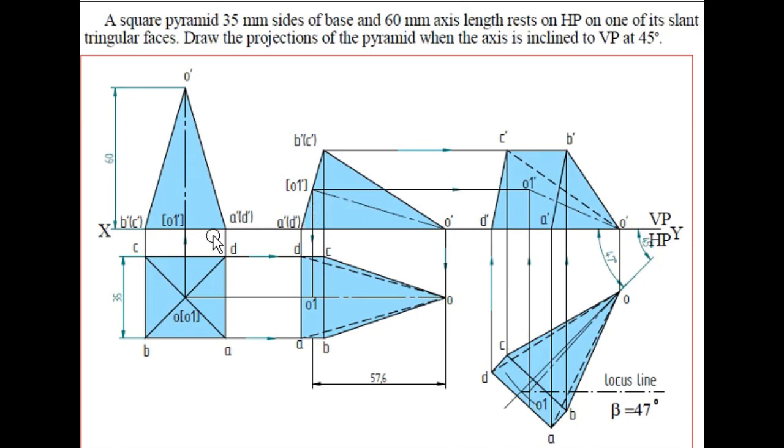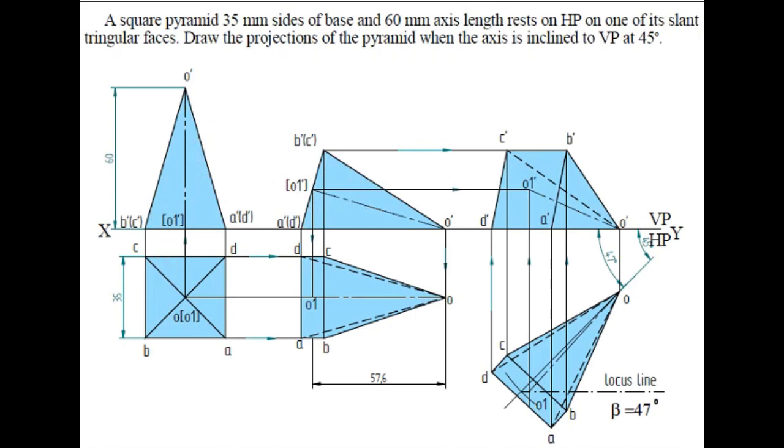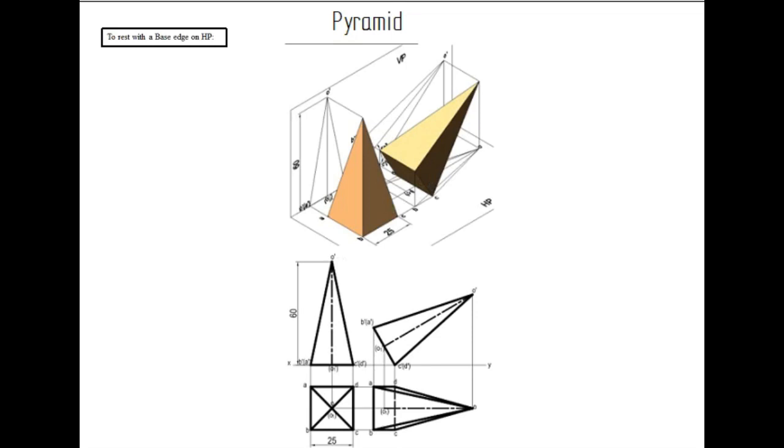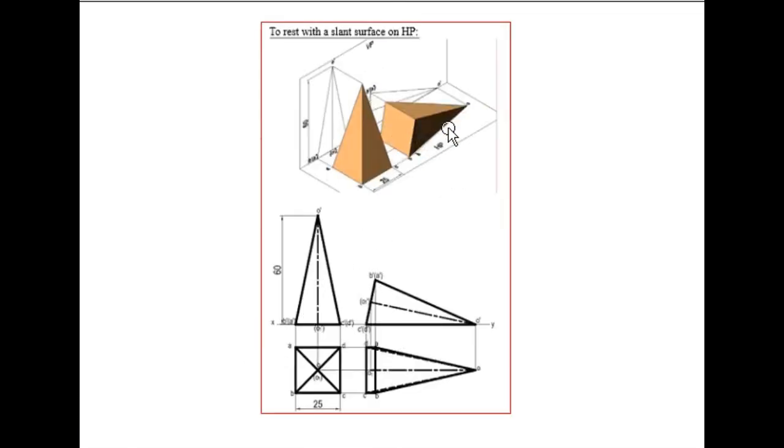We have to tilt this view at some particular angle. If it was an inclination with respect to HP at some angle, as in the previous problem we did, the base was being inclined at some angle, right? The axis inclination with respect to HP was at some angle. That is why we used to tilt with respect to the base like this. But in this condition he is saying that the whole triangular face is resting on HP plane, to rest with slant surface on HP. So the pyramid is totally tilted in such a way that one of the triangular faces is on HP plane.